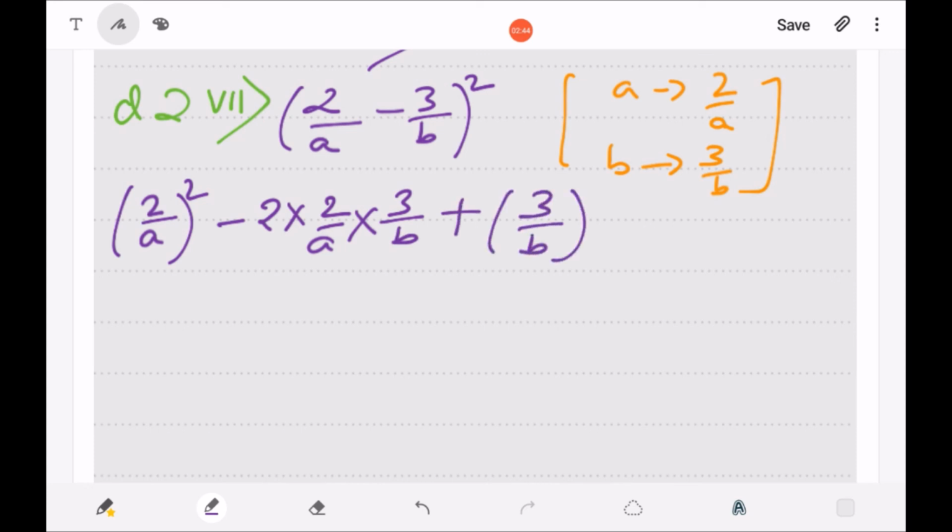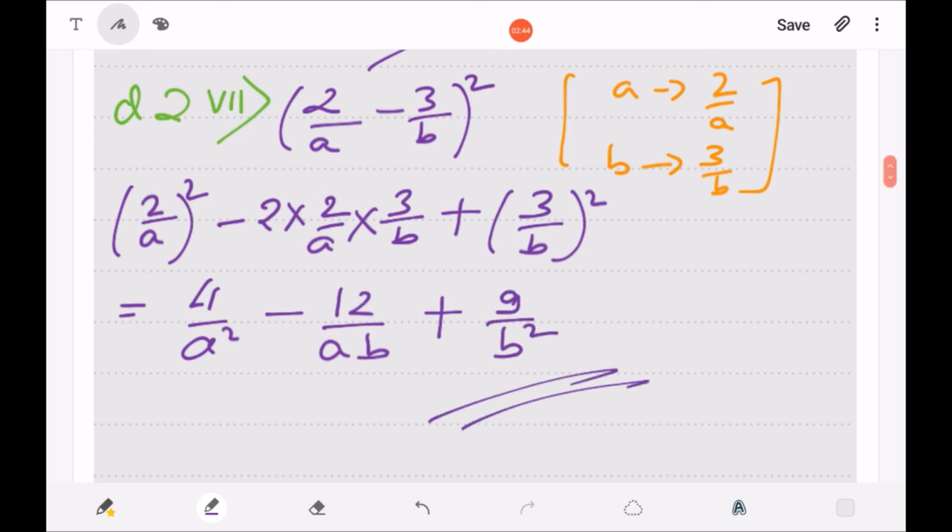Now square the first term, which is 4 upon a square, minus, now in the numerator and denominator there is nothing to cancel, so you will be left with 12 upon ab, plus the square of the last term, which is 9 upon b square. Now this, as I already told, these are unlike terms, they cannot be further simplified. So this is the end of the solution.